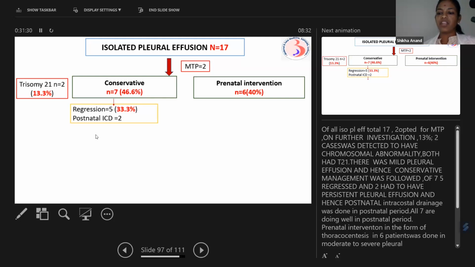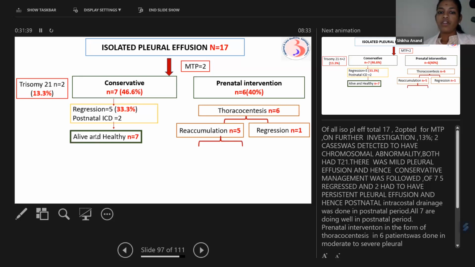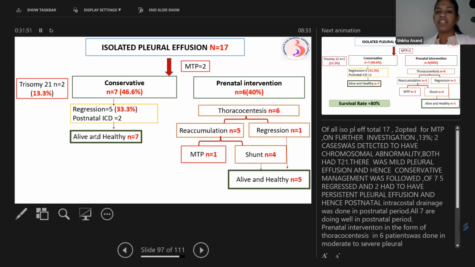And the prenatal intervention in the form of thoracocentesis was done. 5 had reaccumulation and 1 regressed. Out of 5, 1 patient opted for termination and was not willing for further thoracocentesis or shunt procedure. 4 were willing for shunt procedure. And 5 babies are alive and healthy after prenatal intervention. The overall survival rate was 80%.